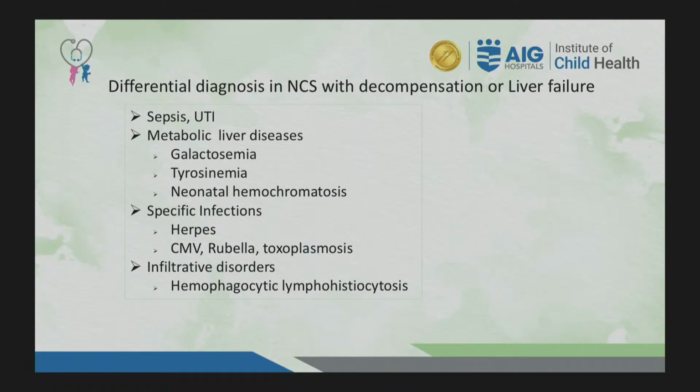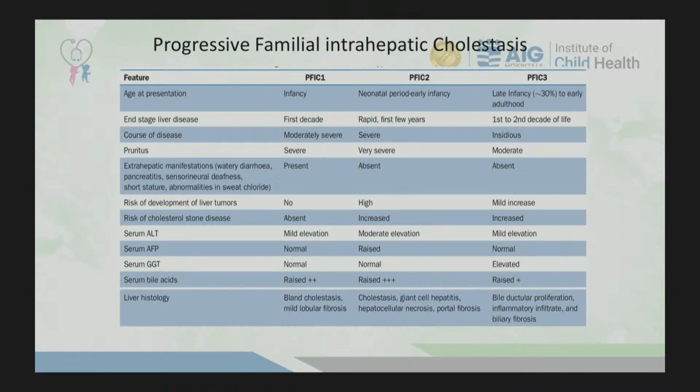To differentiate diagnosis of cholestasis in decompensated liver failure, look for sepsis, metabolic workup, specific infections like TORCH, and inflammatory disorders we need to keep in mind. Regarding the progressive familial intrahepatic cholestasis, usually the serum GGT will be normal in type 1, type 2, but it will be elevated in type 3. And pruritus will be severe in type 2, and rapid progression will be there in type 2.